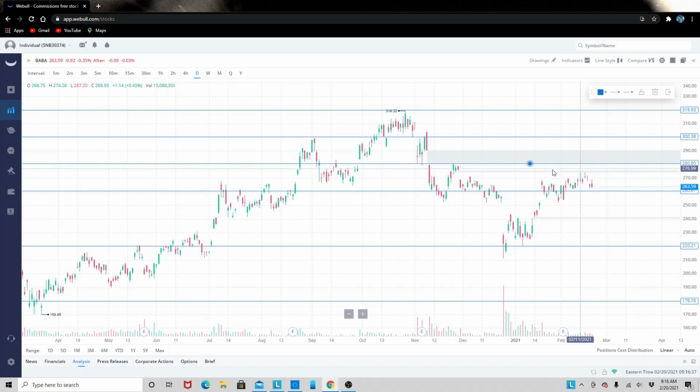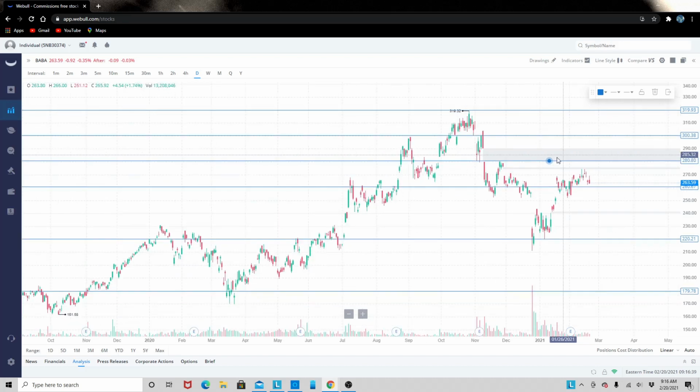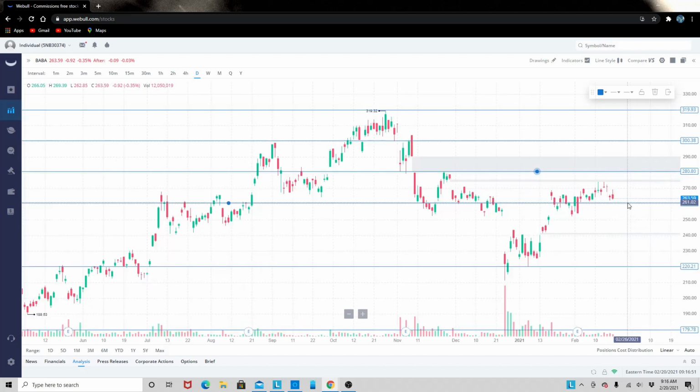So just a little word of advice for anyone that's trading this stock. It's getting really close to that support, so this would be a good time to buy if you're looking to get in on this stock, because it's getting really close to support.